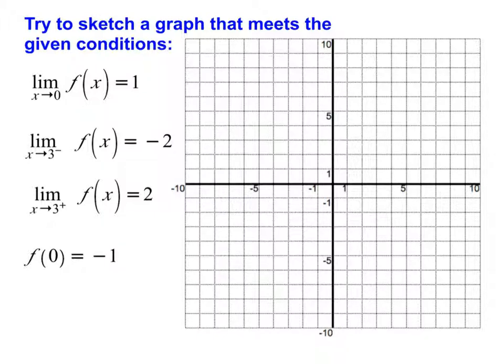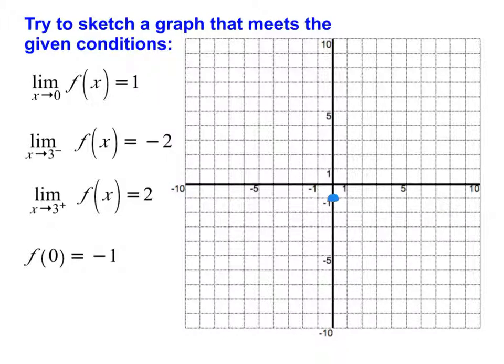As I look down this list of requirements, the very first thing that jumps out at me as being kind of easy to deal with is actually the last one. f of 0 equals -1. That's just a point. So I'm going to go to (0, -1) and plot that point. Okay, that's nice and easy.